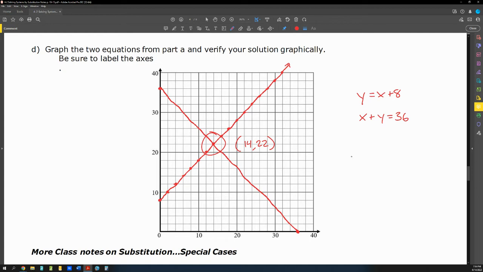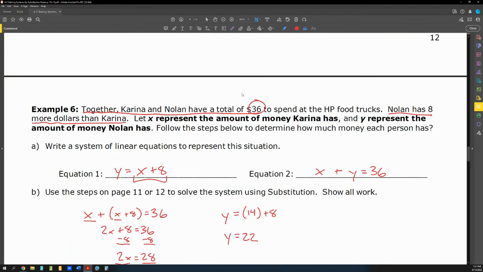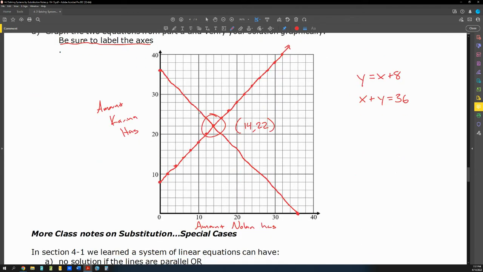Oh, and we want to label the axes. Almost forgot. So the y-axis is the amount of money that Karina has, and then the x-axis is the amount that Nolan has. Or I think I got those mixed up. Let me double check. Yeah, X is Karina, Y is Nolan. Okay, so I got those mixed up. All right, so the y-axis is the amount that Nolan has, and the x-axis is the amount that Karina has.